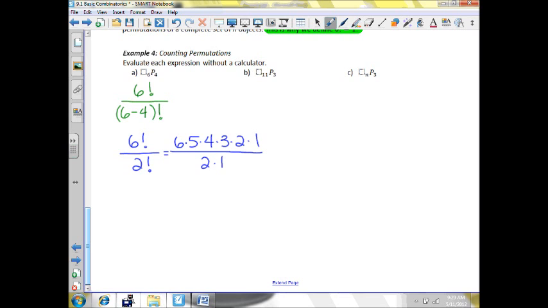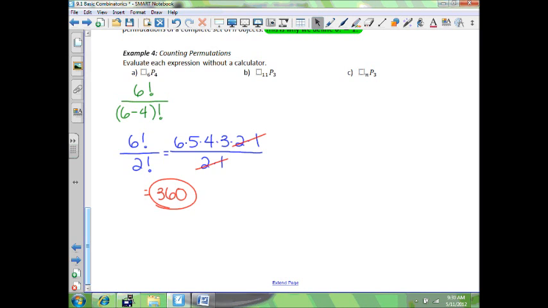Now you should be able to see that the 2 times 1 goes away. So we're at 6 times 5 times 4 times 3, which is really 30 times 12. 30 times 12 will be 360 ways. So evaluate each, so it's going to be 360.